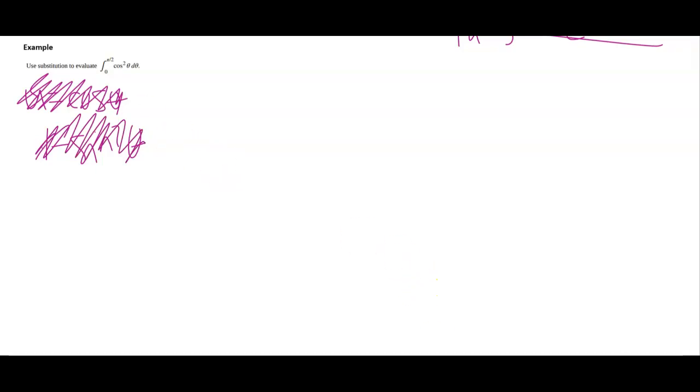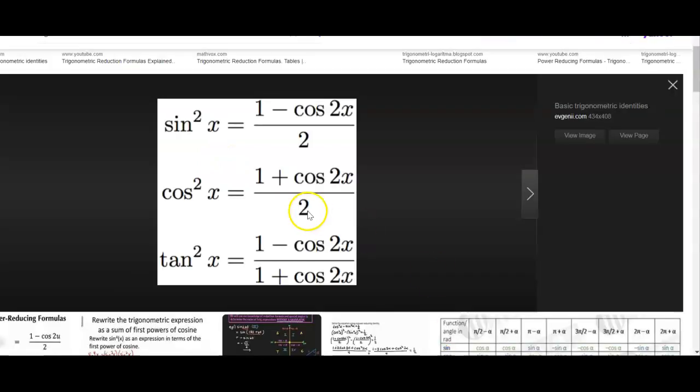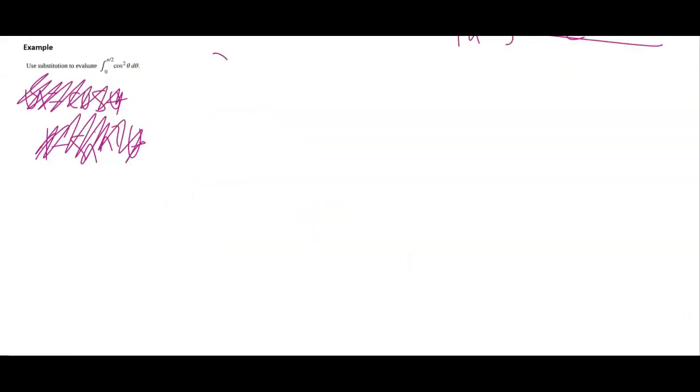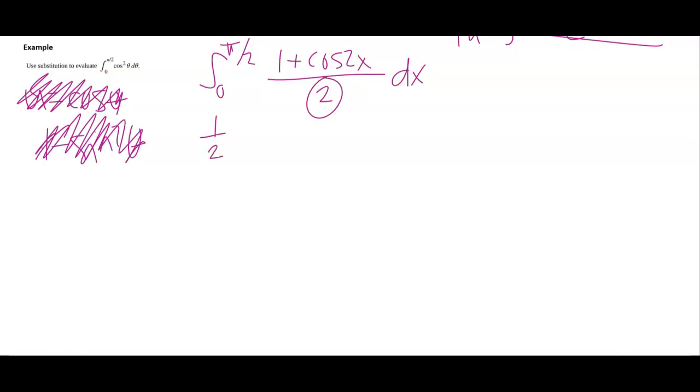So if we look those up on the internet, or if you've had them memorized, cosine squared is the same as 1 plus cosine 2x over 2. So I'm going to rewrite this as the integral from 0 to pi over 2 of 1 plus the double angle of cosine over 2. I'm also going to go ahead and factor out this 1/2 because I just think it's going to be easier to see that way.